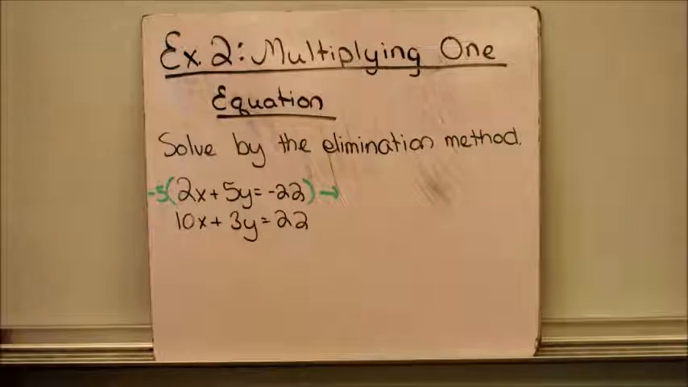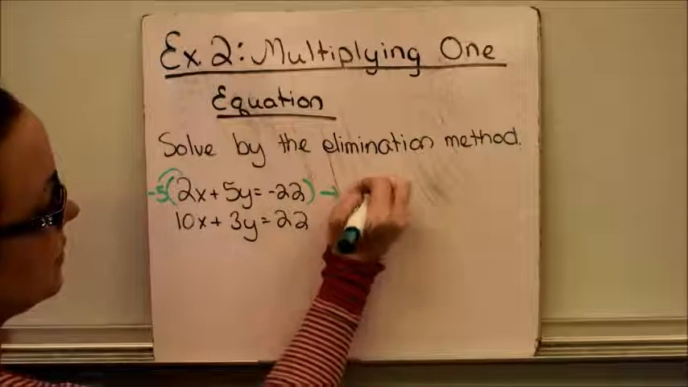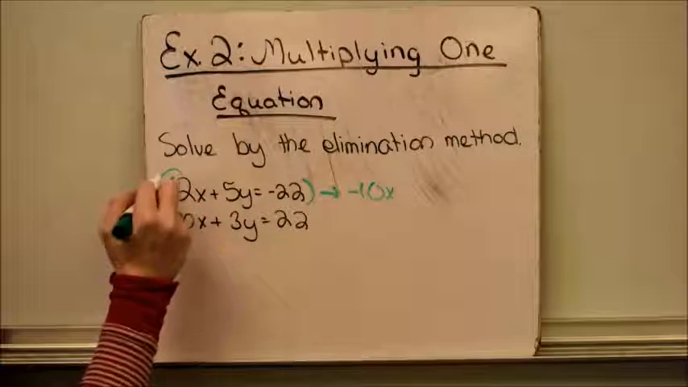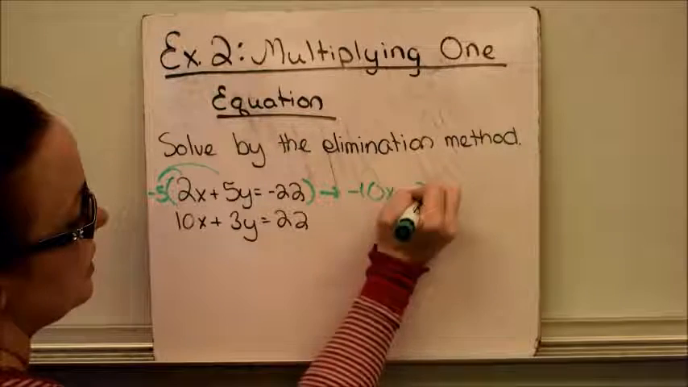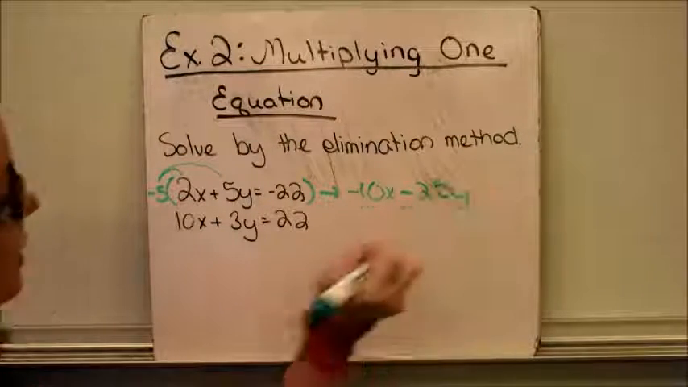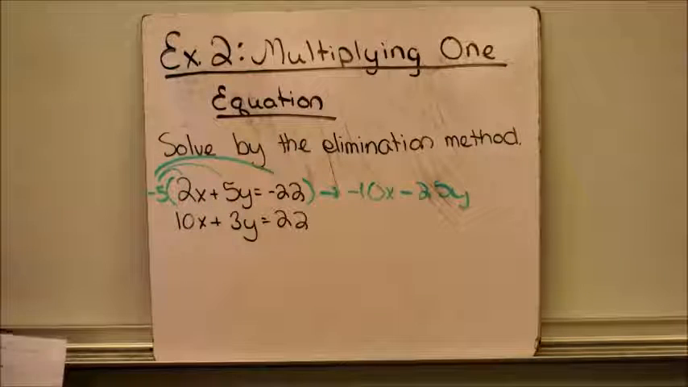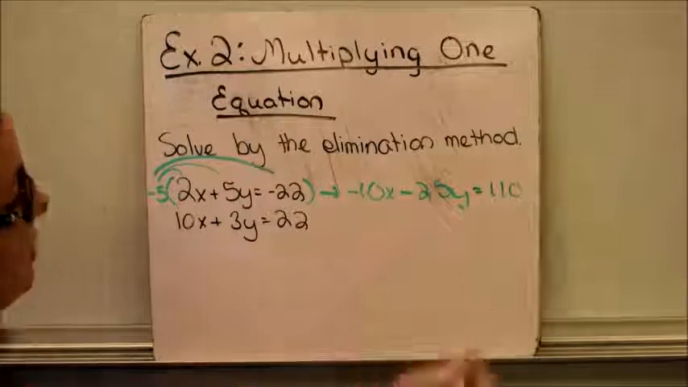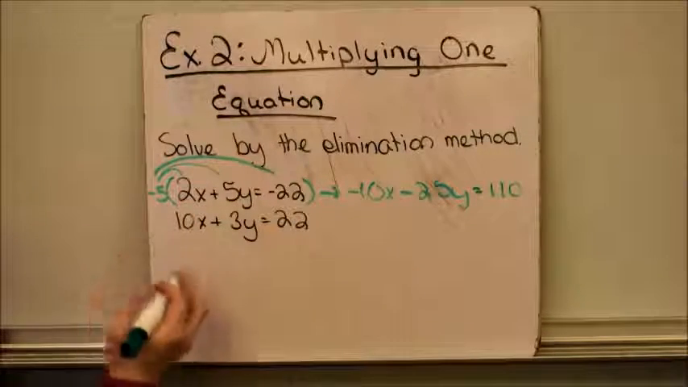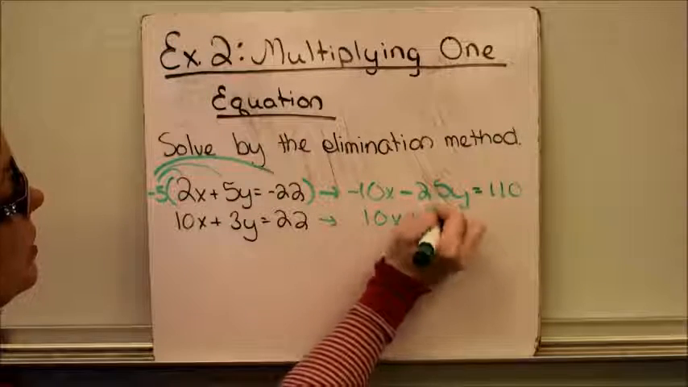I'm going to rewrite these on the side over here. -5 times 2 is -10x. -5 times 5y is -25y. And then -5 times -22 would be a positive 110. So I just multiplied this whole equation, and this bottom one I'm just going to rewrite over here.